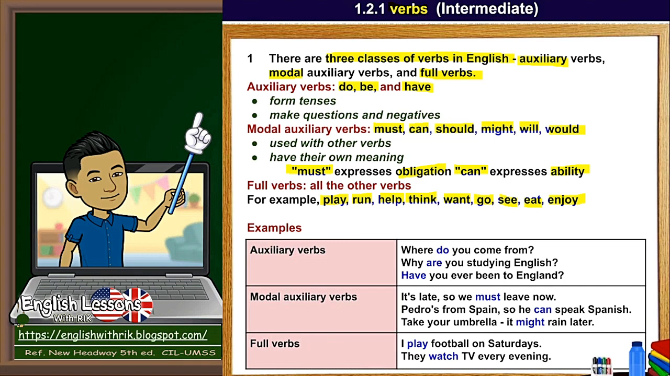Here are some examples. Where do you come from? Why are you studying English? Have you ever been to England? It's late, so we must leave now. Pedro's from Spain, so he can speak Spanish. Take your umbrella. It might rain later. I play football on Saturdays. They watch TV every evening.